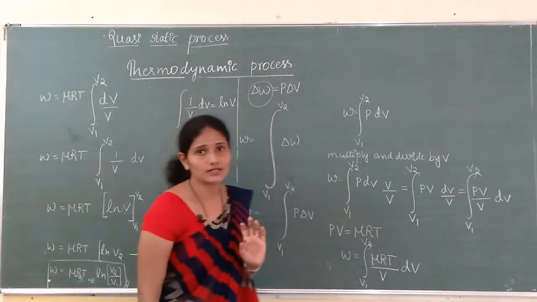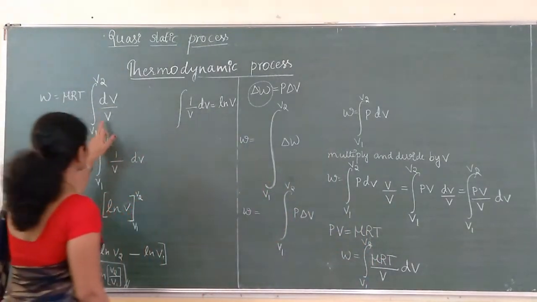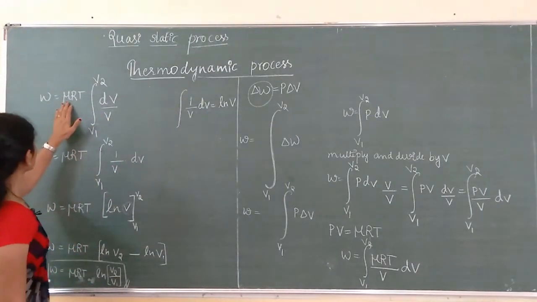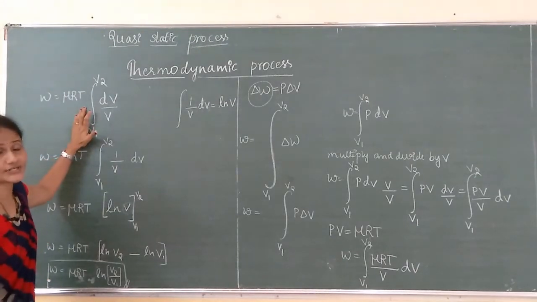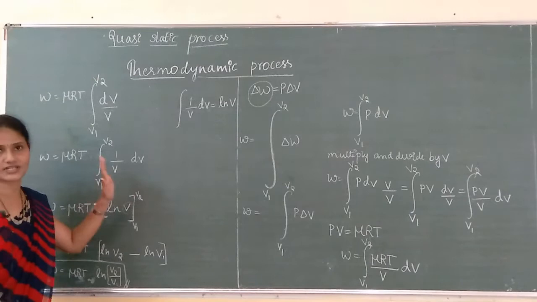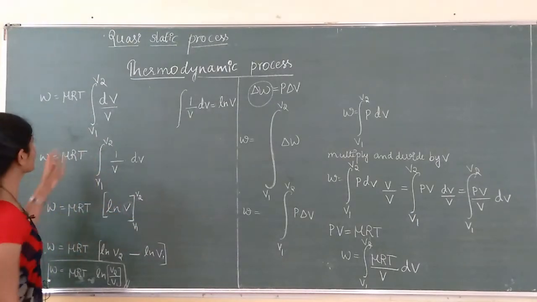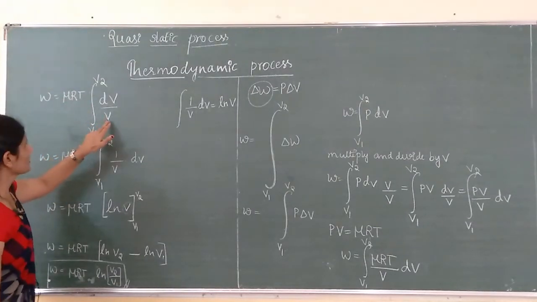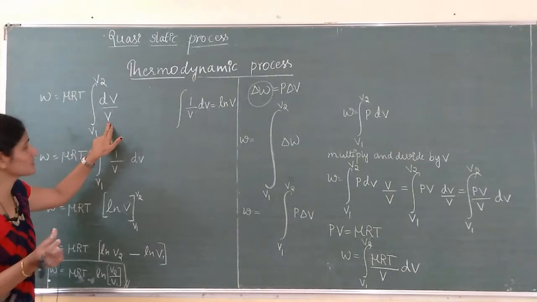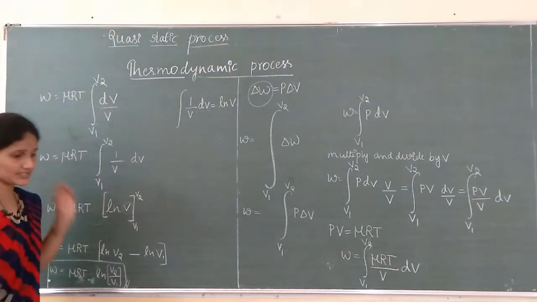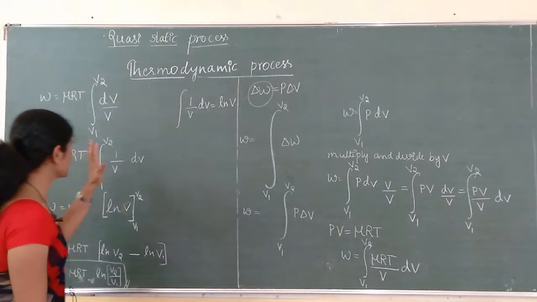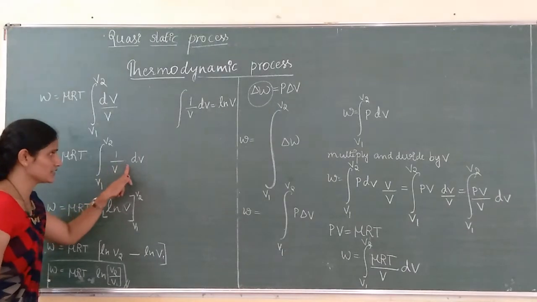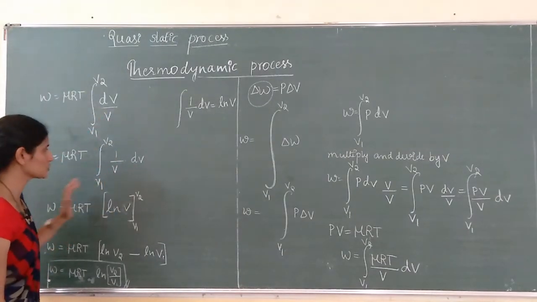Inside the integration symbol, we have dV by V because constants are always taken out from the integration symbol. We are not integrating any constants, so all the constants should be taken out. So, I will write mu RT outside the symbol. Which is variable here? Only the volume is varying. So, we are integrating only the variable: mu RT, integral from V1 to V2 of 1 by V into dV.